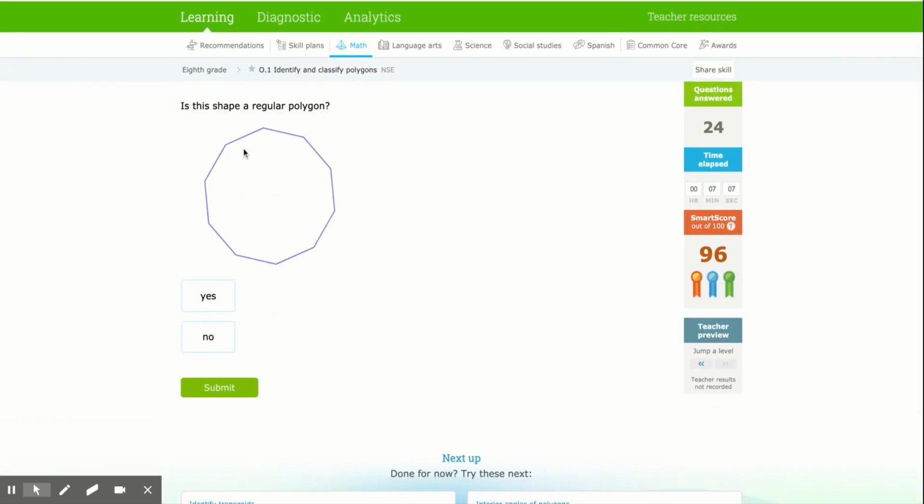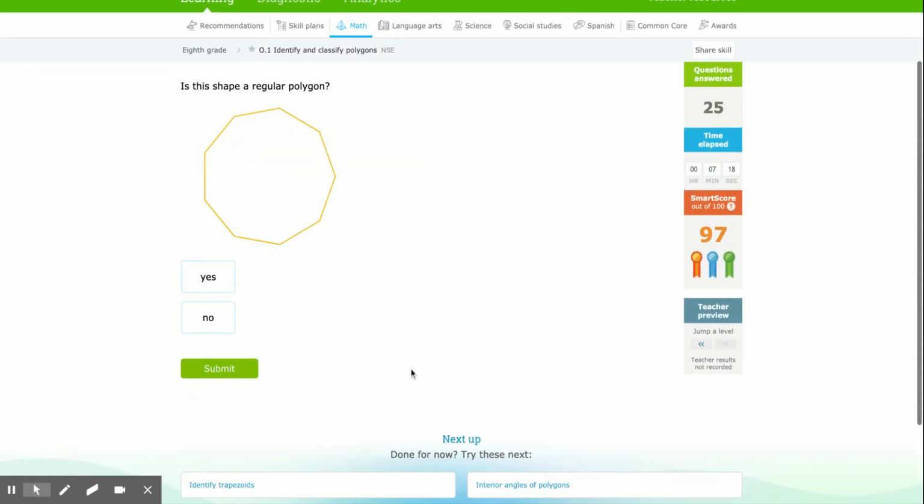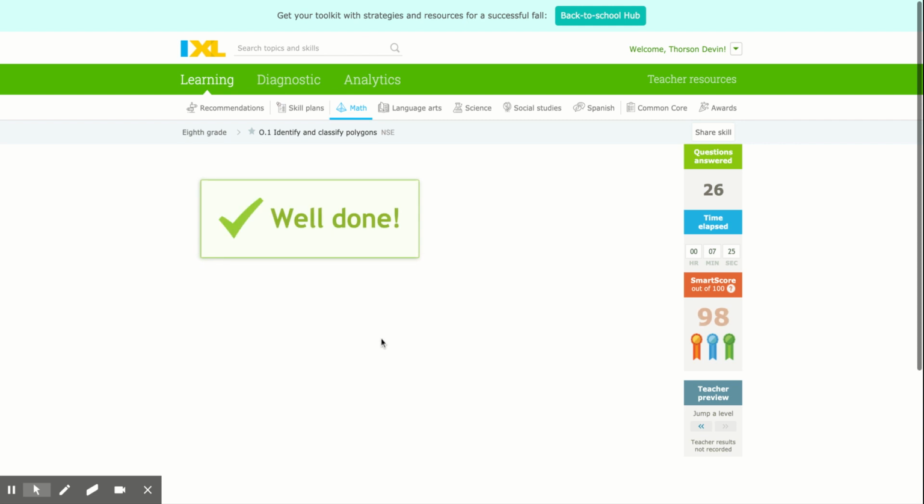Is this shape a regular polygon? All the sides look the same length, and these angle measures look the same. Kind of looks like it's nice, symmetric in every way. So yes, that is a regular polygon. Is this shape a regular polygon? Yes. All the sides look the same length. All these angles look the same measure.